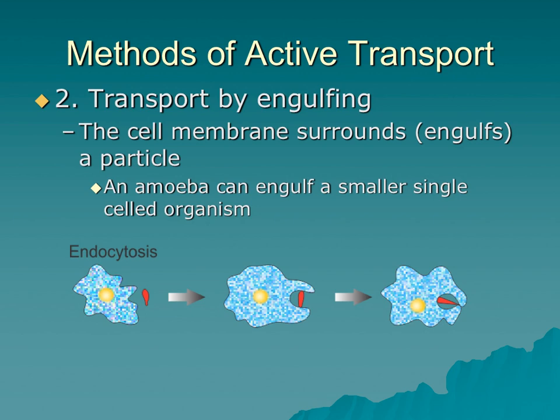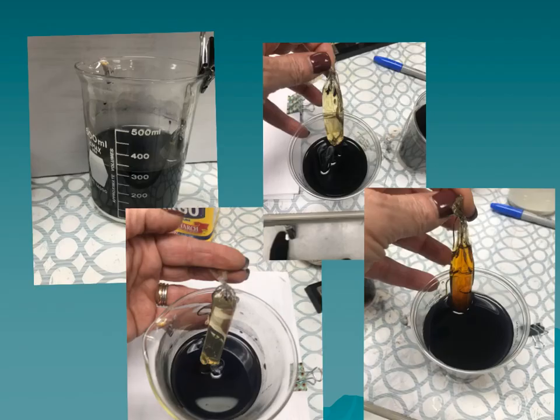Another method of active transport is engulfing. So an amoeba, this is how it eats. It goes up to something, a food source, surrounds it, and just engulfs it into its body. And that's an example of active transport, transport by engulfing.